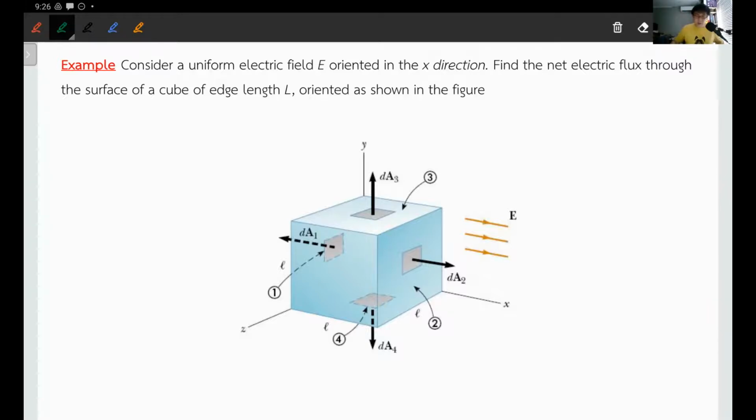Go ahead, guys. I'll show you how it's done here first. First of all, there are 6 sides of the cube.